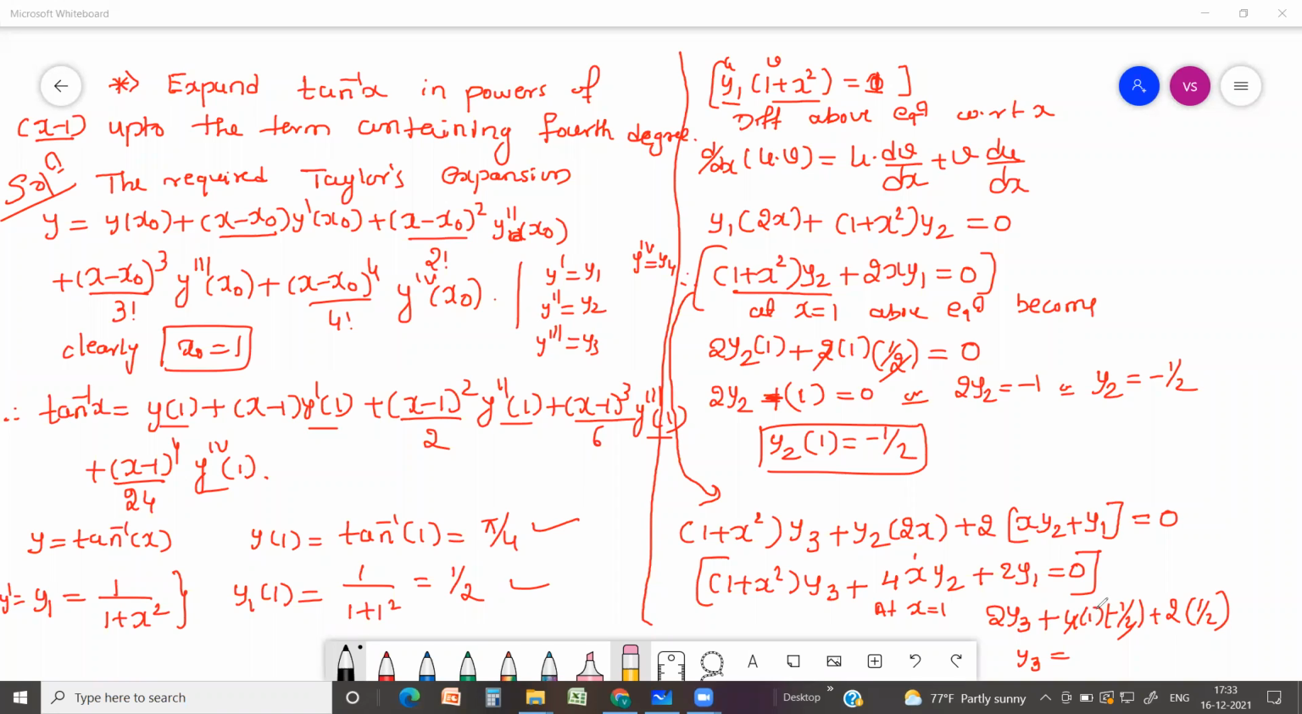Equal to, you can see here 4 into minus 1 by 2 becomes minus 2, and this is plus 1. So minus 2 plus 1 is minus 1, plus 2y3 equal to 0. If the minus 1 goes to that side, it becomes plus 1, and the 2, if you shift to the other side, it becomes 1 by 2. Therefore, y3 becomes minus 1 by 2. I hope it is understood, guys.